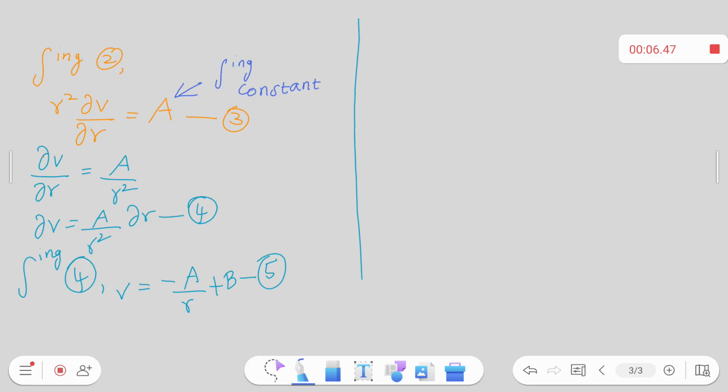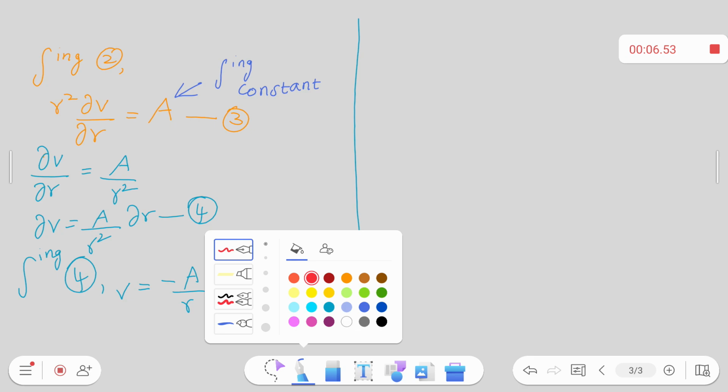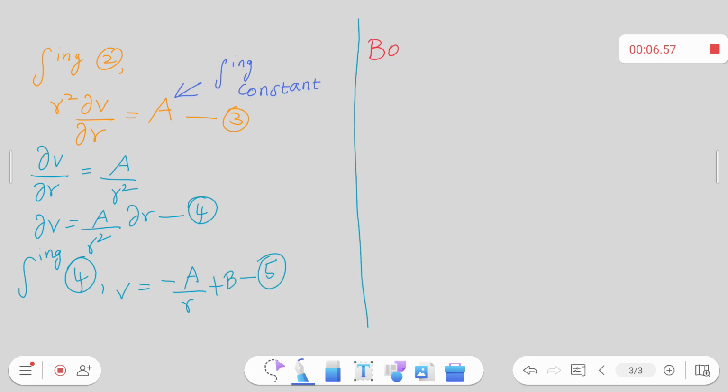So V equals minus A by r plus B. Let us take this as equation number 5. Now we will fix the boundary condition for this capacitance. So let us take the boundary condition.